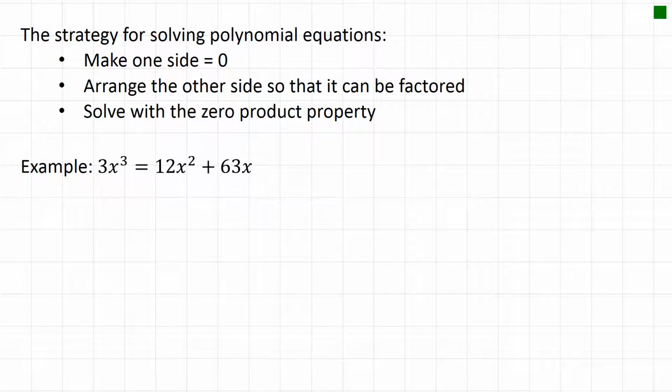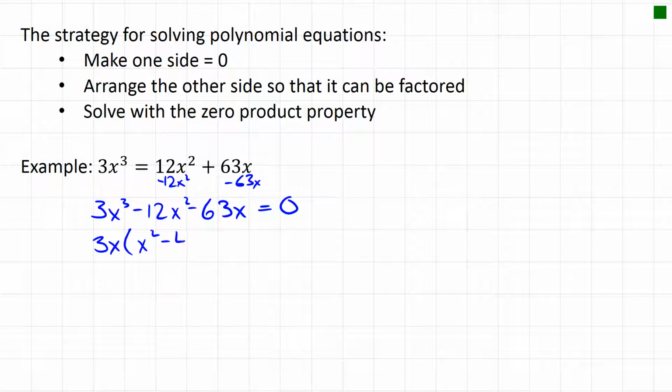So let's go ahead and look at an example. So first of all, note that this is not a quadratic equation, but that doesn't mean that we can't still solve it. So I'm going to go ahead and move each of these two terms over to the left-hand side of the equation with subtraction, so that now I have one side of my equation equal to 0. And then I'm going to look at this equation and see if I can factor it. And sure enough, yeah, I can. I can take off a 3x.